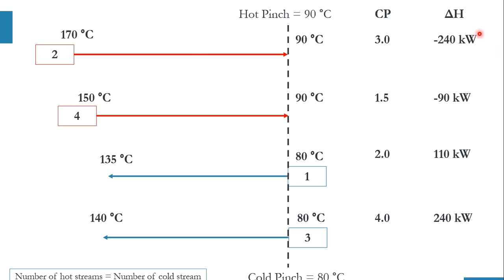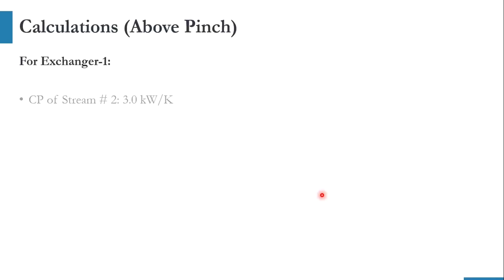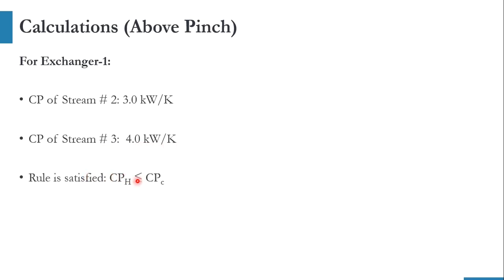But we can see that the 240 kilowatt which this stream is giving, this stream can completely take. So the first thing is to install an exchanger between these two streams, and obviously we need to check whether all rules are satisfied or not. So for exchanger number 1, Cp of stream number 2 is 3 kilowatt per Kelvin. Cp of stream number 3 is 4 kilowatt per Kelvin. Rule is satisfied: Cp of H is less than or equal to Cp of C.